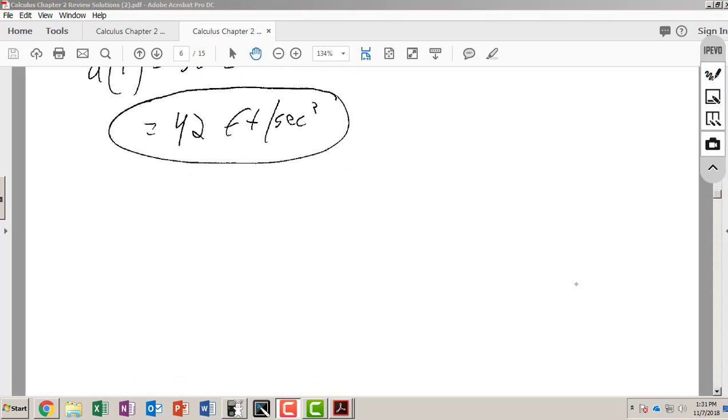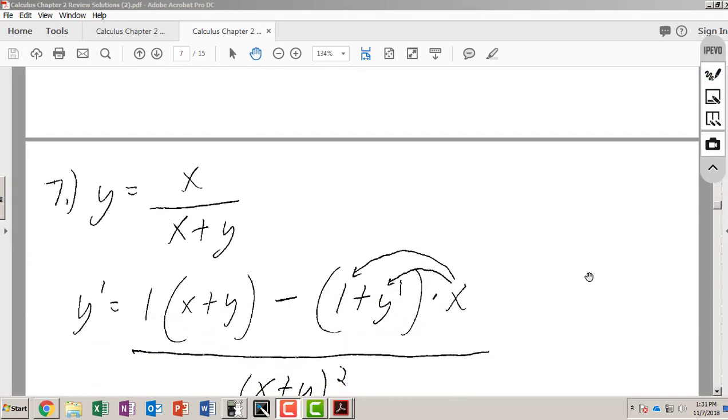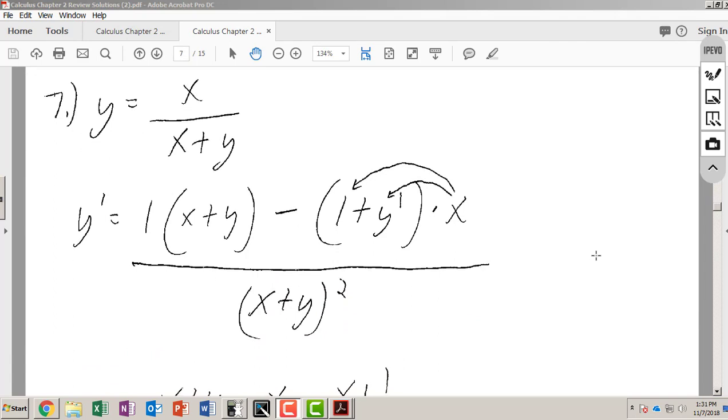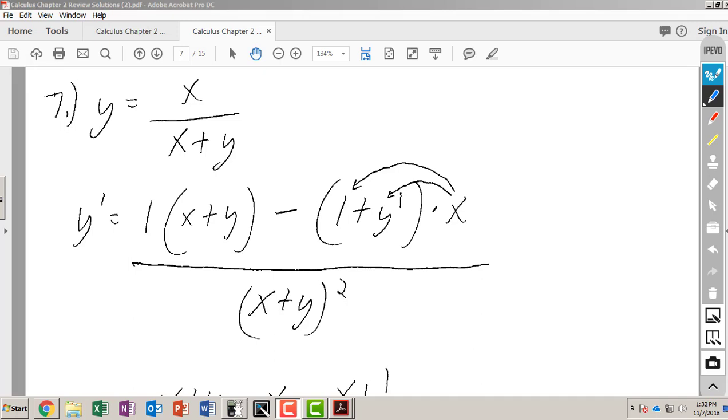So on number 7, it says that I have this equation y equals x all over x plus y. And my directions on number 7 says that it wants me to find y prime. So I'm going to find the first derivative. You'll notice that since there is a y here and also here, I'm going to have to use implicit differentiation. Implicit differentiation says every time I derivate a y, I write y prime. So I take the derivative of y, I get y prime.